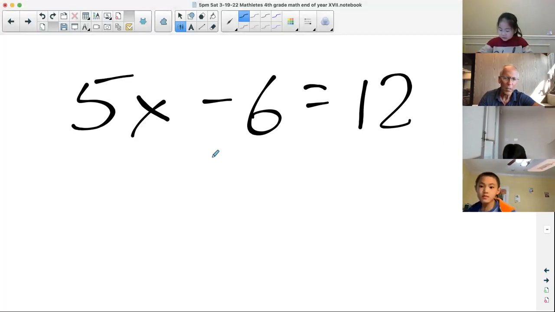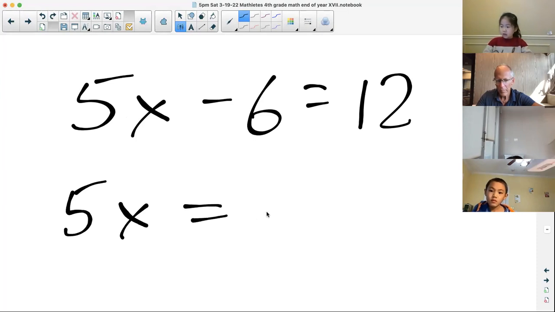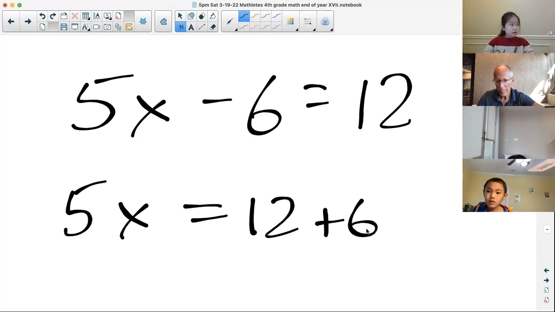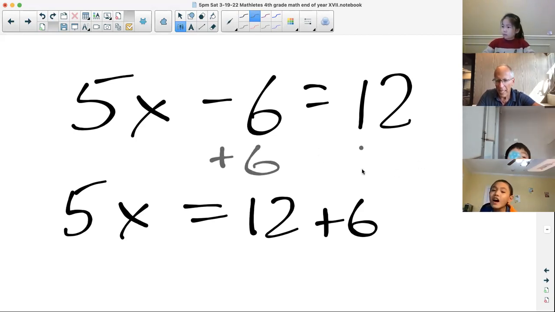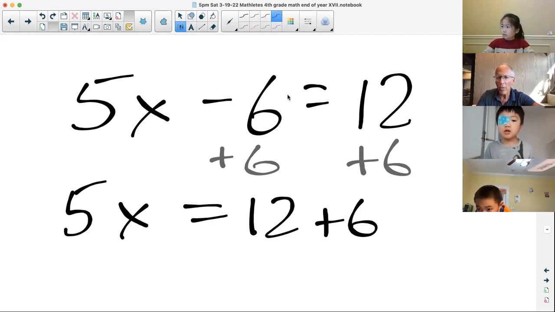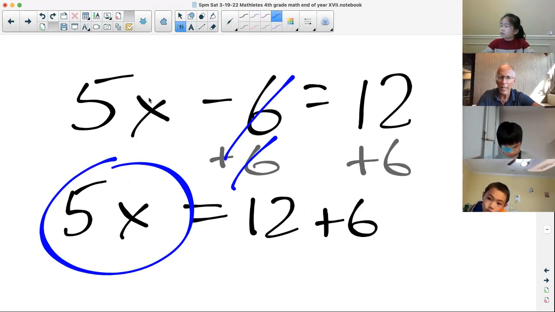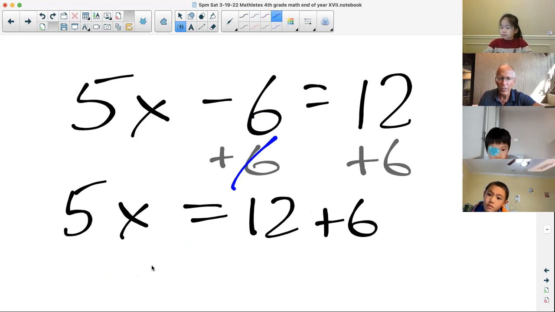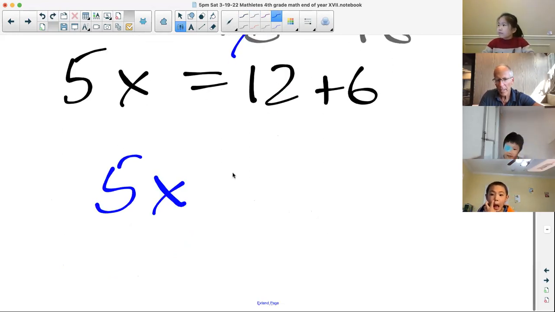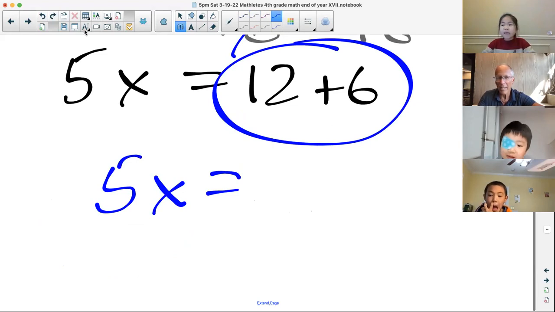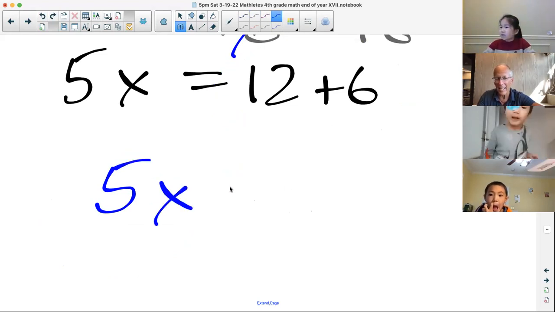5x equals 12 plus 6. Because it's very important. And Jason E., I do not see you. I see only a couple of hairs on the top of your head. Come on, angle that computer down, buddy. Plus 6, plus 6. That way we get 6 minus 6 is 0. 5x equals what, guys? Everybody say it out loud. 1, 2, 3, go. 18.